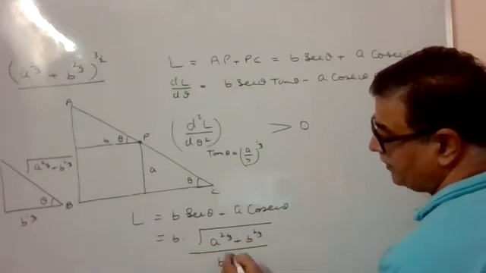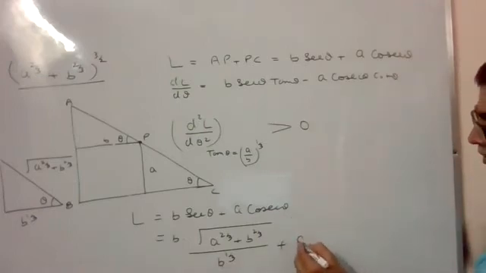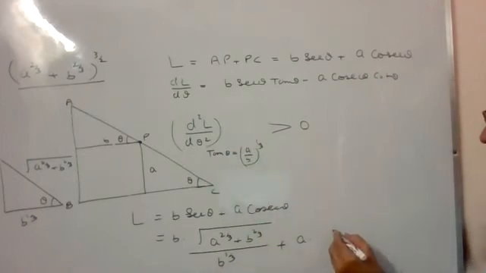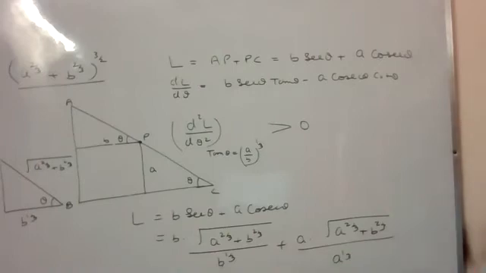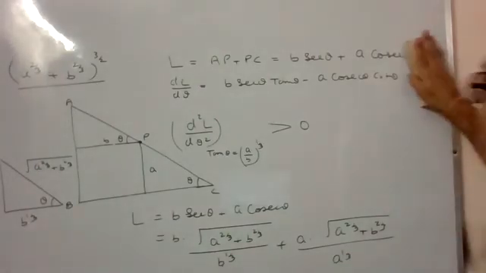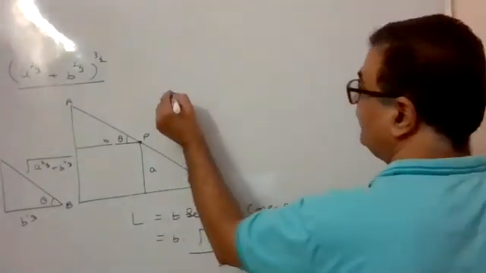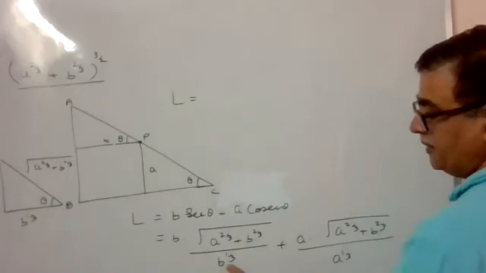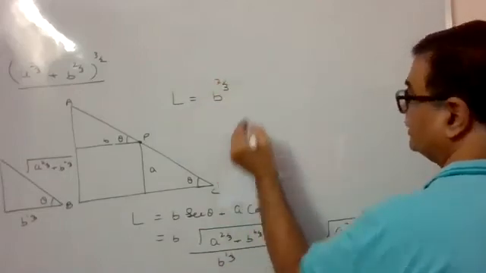By base, B power 1 by 3 plus, then it comes out to be A cosec theta. Cosec theta is hypotenuse by perpendicular. So it will be root of A power 2 by 3 plus B power 2 by 3 divided by A power 1 by 3. Now, L is equal to B power 1 by 3 and B is here, so it will come out to be B power 2 by 3.